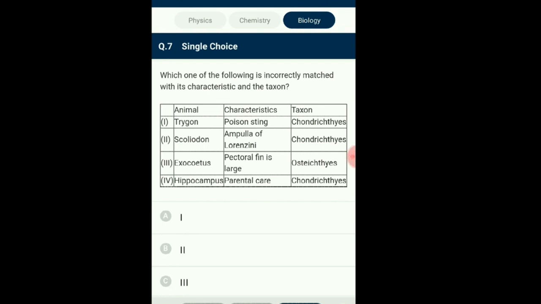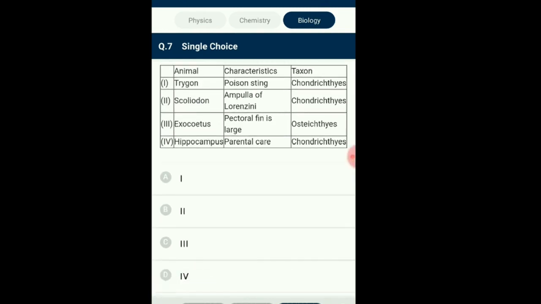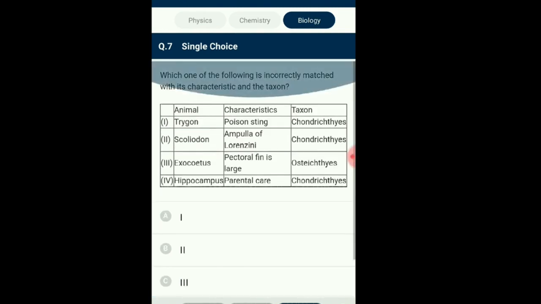Exocoetus and Hippocampus also belong to the phylum Chordata, subphylum Vertebrata, superclass Pisces, but the class Osteichthyes. Exocoetus, also known as flying fish, possesses large pectoral fins, and Hippocampus, commonly known as seahorse, exhibits a special feature of parental care, where the male partner takes care of the eggs until hatching. So the answer is option D. From the given four statements, the fourth one is incorrectly matched.